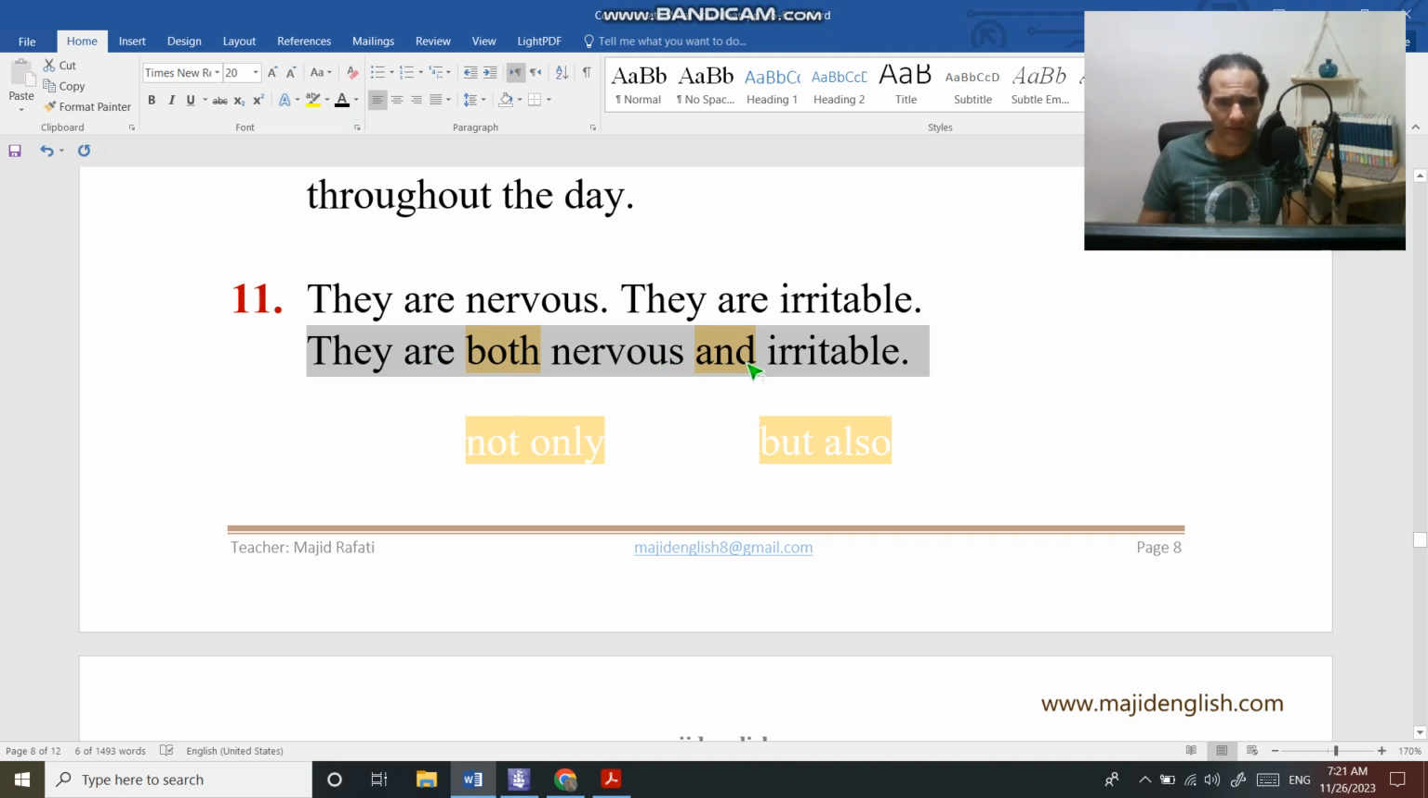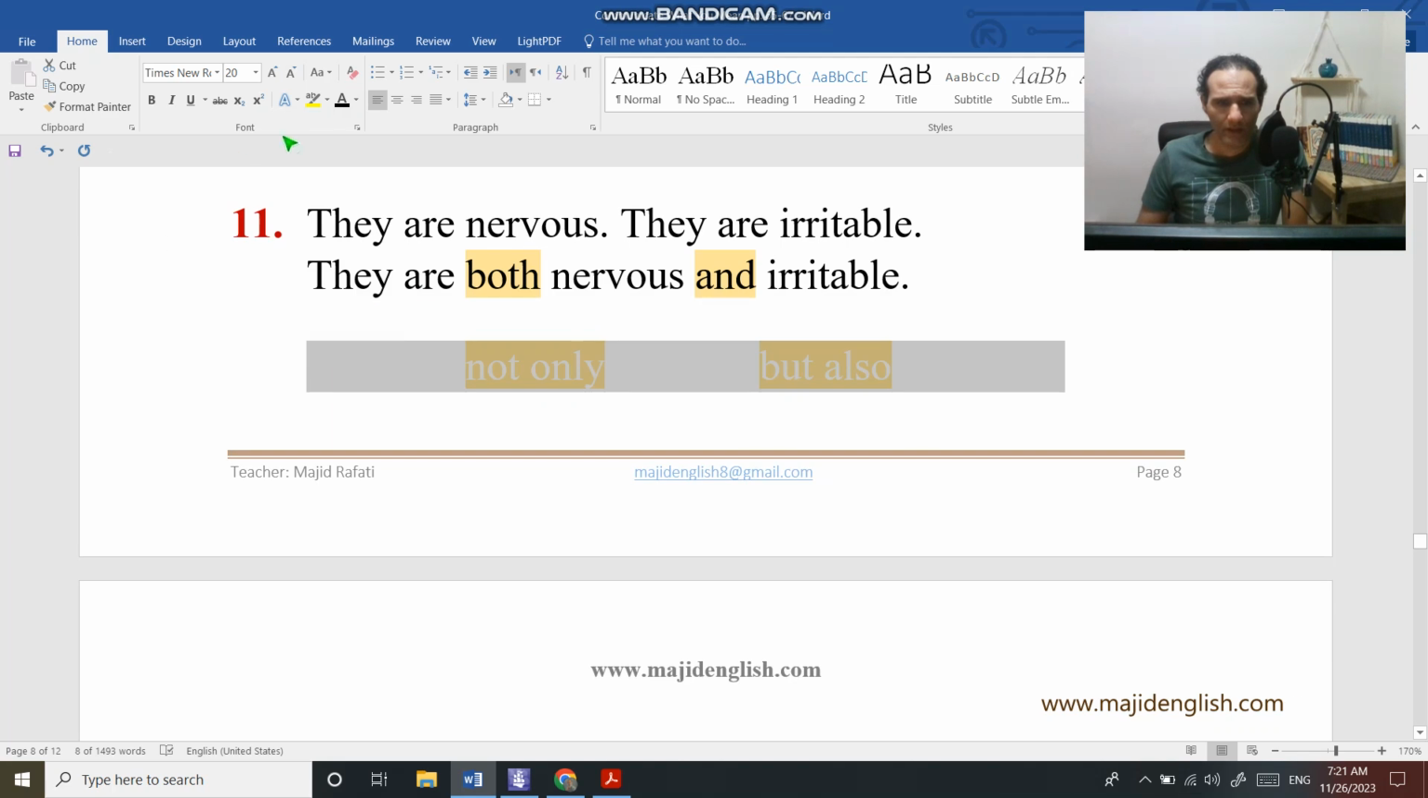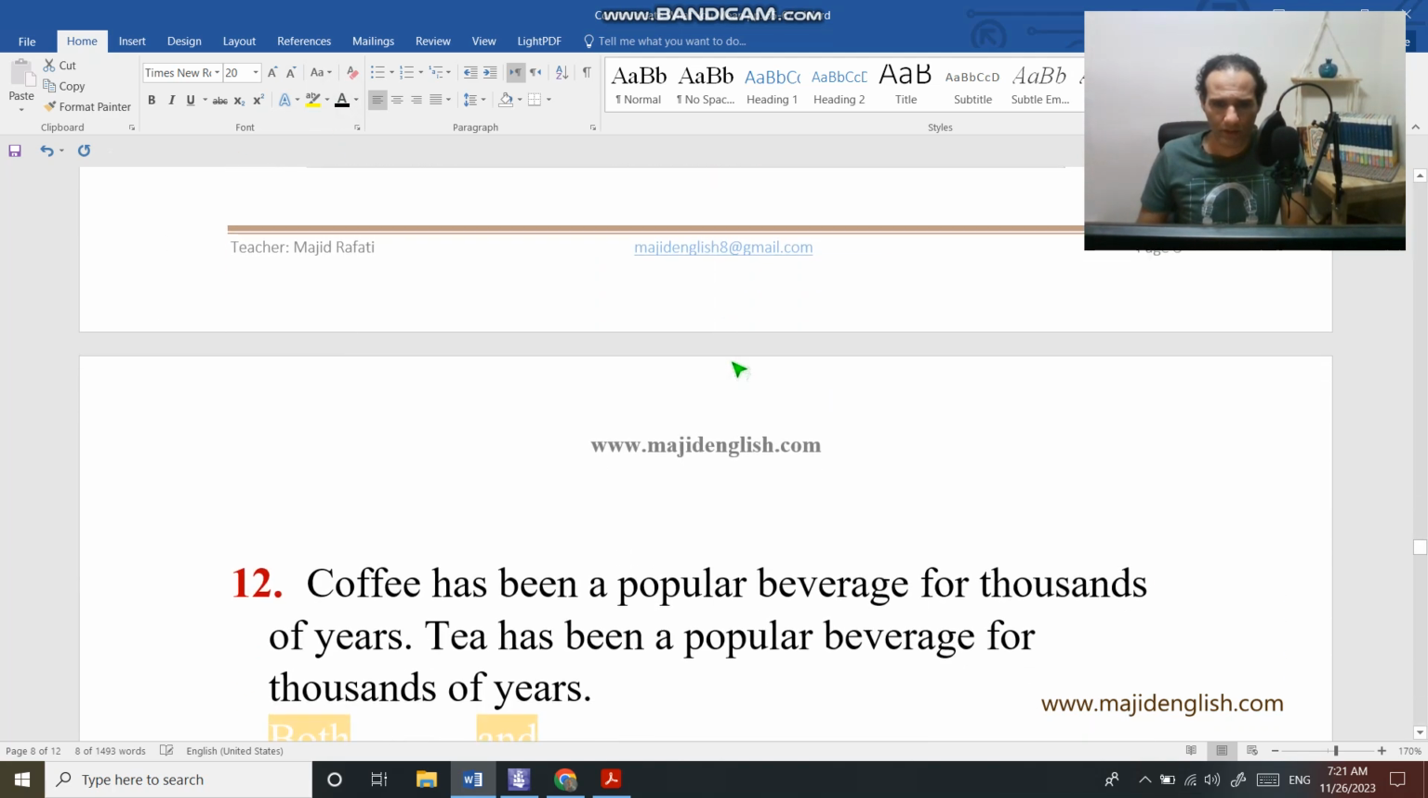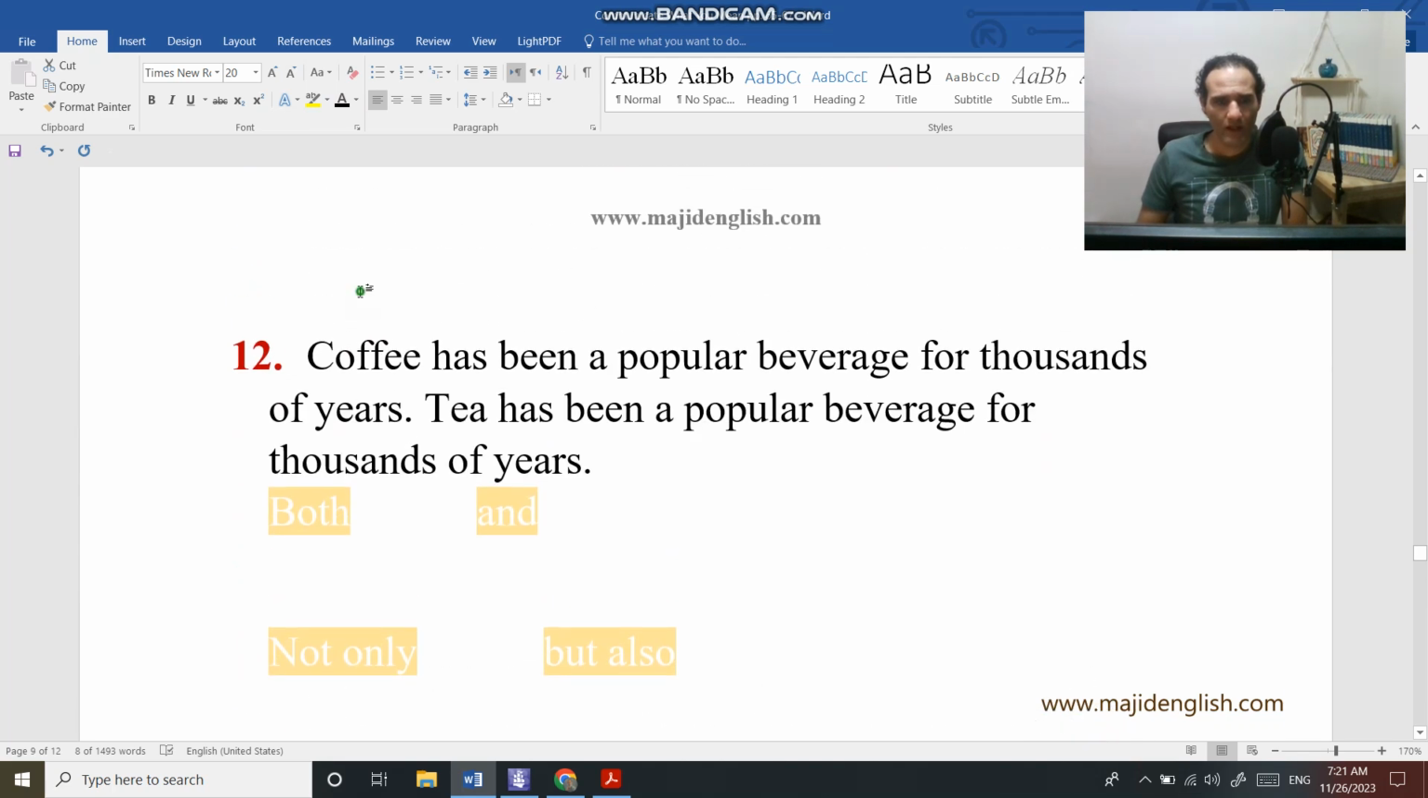They're both nervous and irritable. Irritable means easily annoyed. Both...and signals not only...but also. Not only nervous but also irritable. Correct?